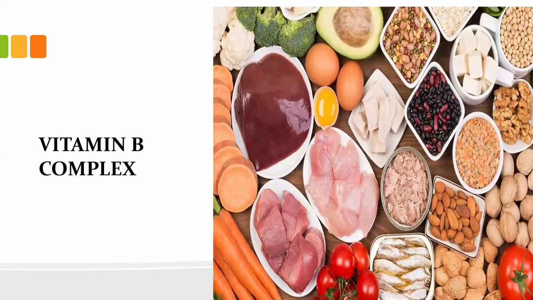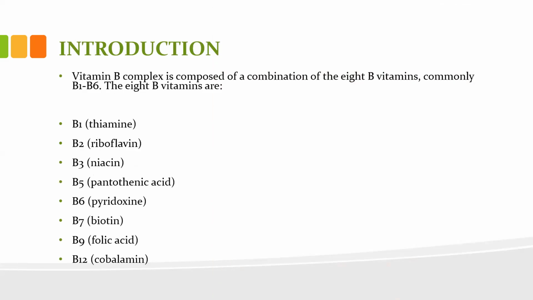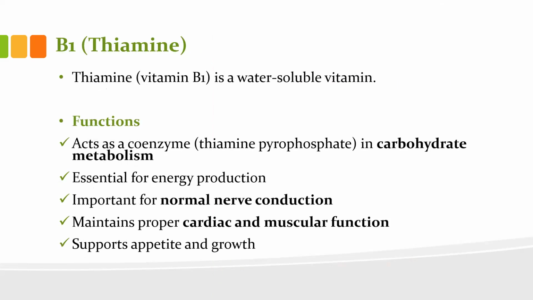The next topic is vitamin B complex. So vitamin B complex is composed of the 8 B vitamins, commonly B1 to B6. The B vitamins are B1 thiamine, B2 riboflavin, B3 niacin, B5 pantothenic acid, B6 pyridoxine, B7 biotin, B9 folic acid, and B12 cobalamin. We will look into the details of all one by one.